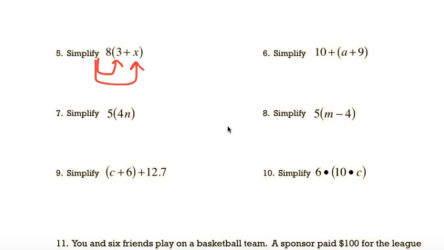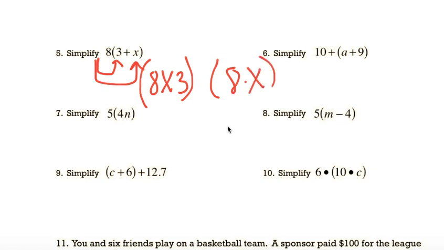We're going to distribute that 8 with the 3, and then we're going to also distribute the 8 with the x. So, if I distribute the 8 with the 3, it would look like 8 times 3. And then I'm going to distribute the 8 with the x, so it'll be 8 times x. I'm going to put a dot because if I don't, it'll look like xx. Now, what are we doing with both of these? We're going to add them. This is the distributive property.